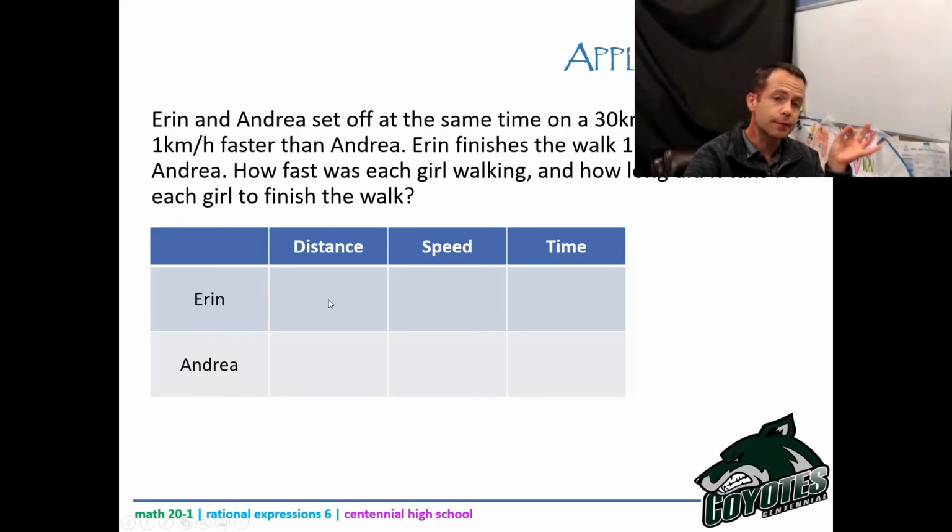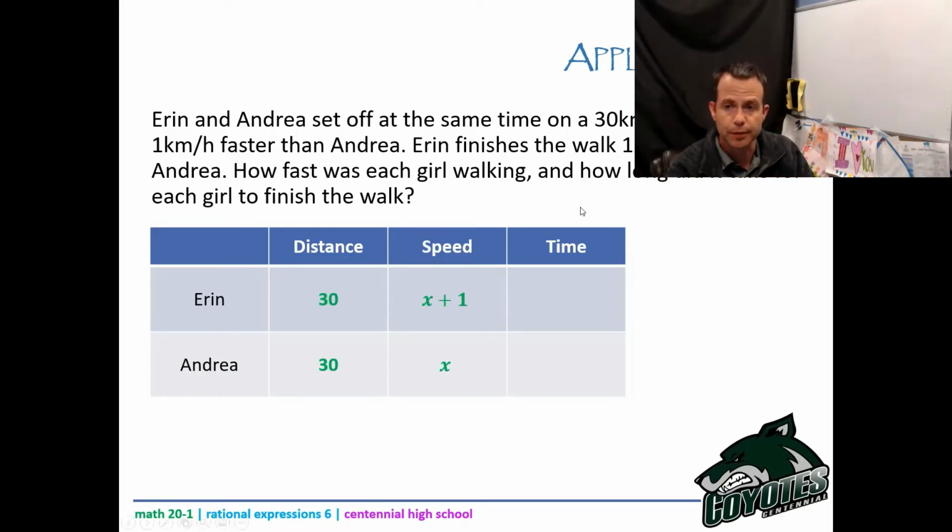I know the distance for both Aaron and Andrea is 30 kilometers. So that one's done. I also know that Aaron walks 1 kilometer an hour faster than Andrea. So what I've done is I've called Andrea's speed x, and then Aaron is faster than that by 1 kilometer an hour, so I called Aaron's speed x plus 1.